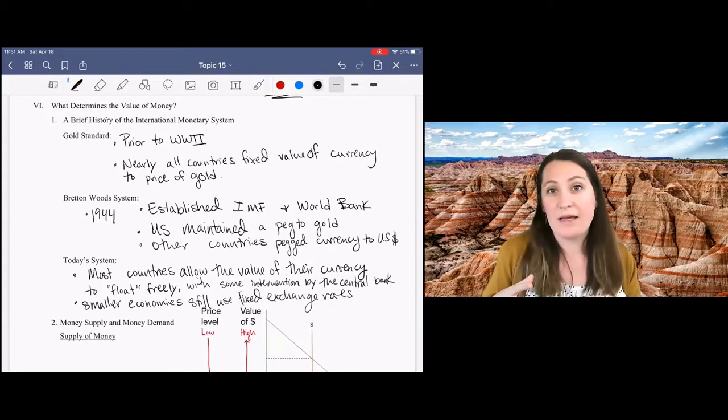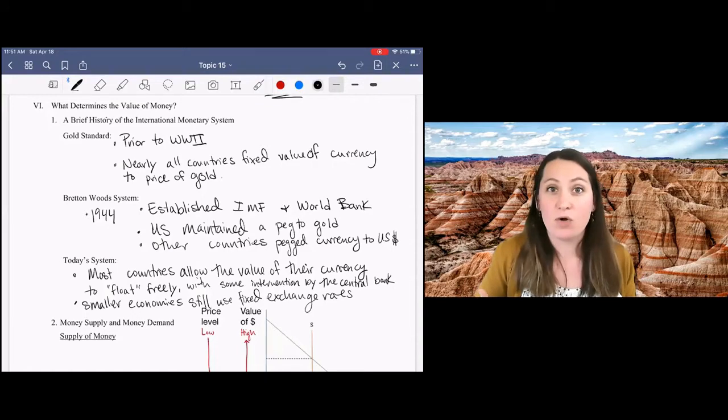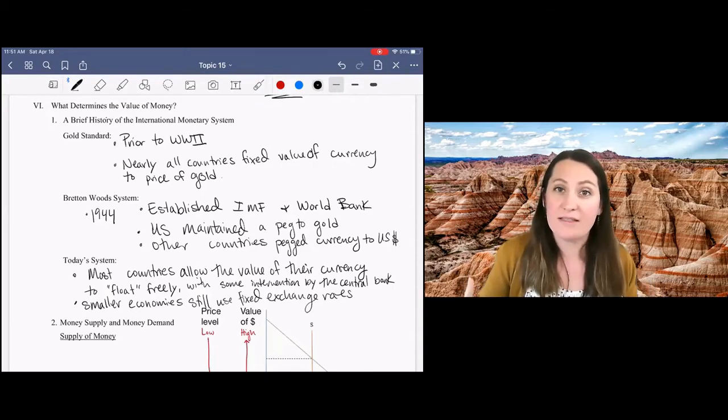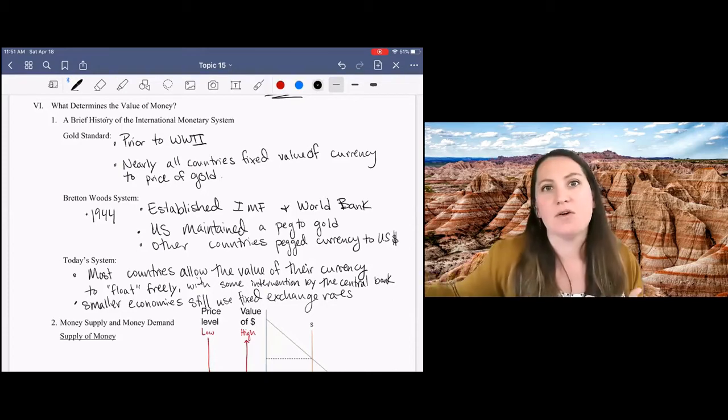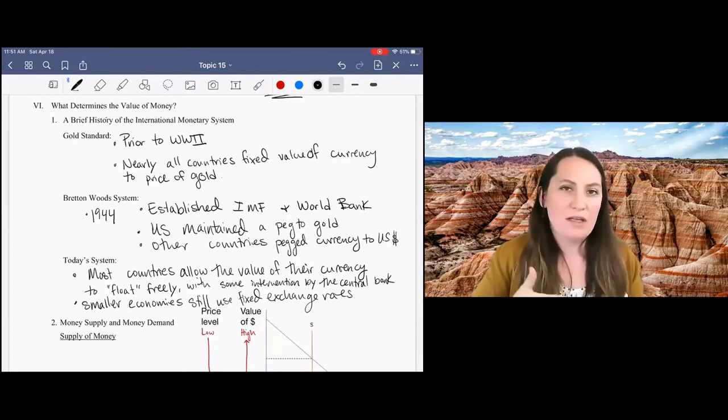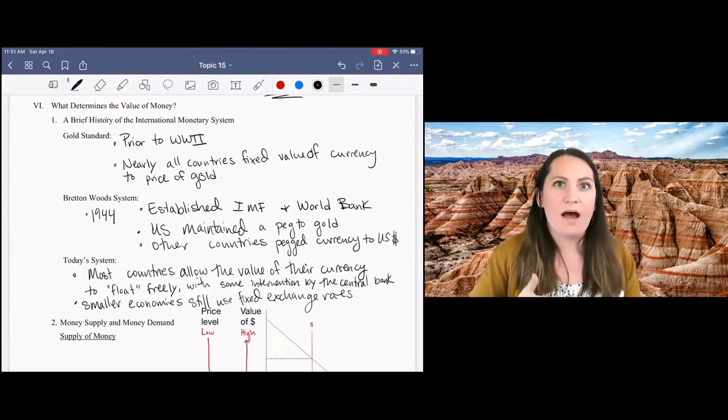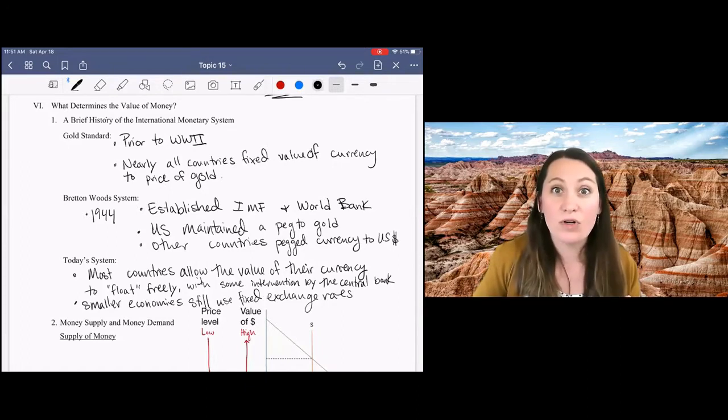And this is really a point at which the US dollar becomes sort of the de facto world currency, where the US gains much of its monetary dominance in the system that we have today. So every country in the world is relying on the strength of the US dollar in order to maintain stability in their own currency.